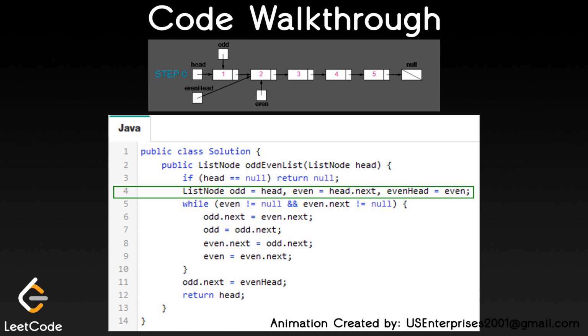Now let's look at step 0 of our diagram. In line 4, we see a number of things happening. First, we initialize a ListNode odd and point it at the ListNode head with the assignment operator. Then we initialize a ListNode even and point it to the ListNode that is the next node after head, accessed by head.next.